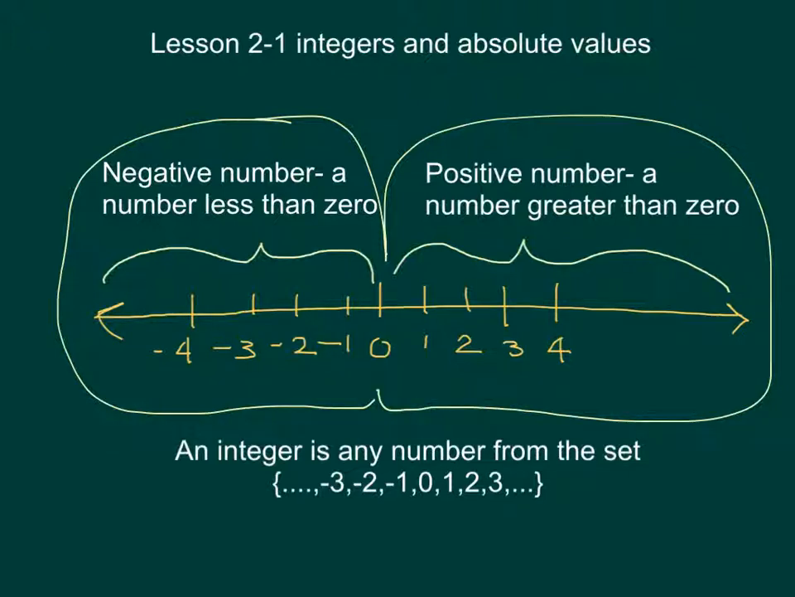An integer is any number from the set -3, -2, and so on. So any number that goes this way from 0, or any number that's above 0, but they have to be whole numbers. So things like decimals like 0.5 or 1.2 or 1.3 are not considered integers.